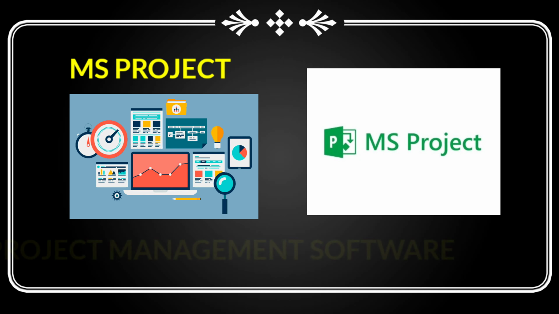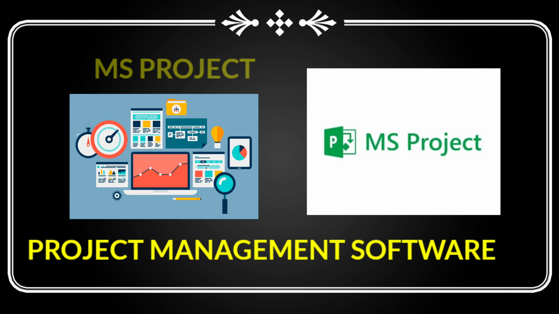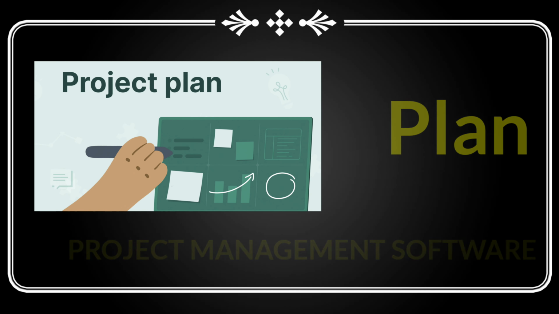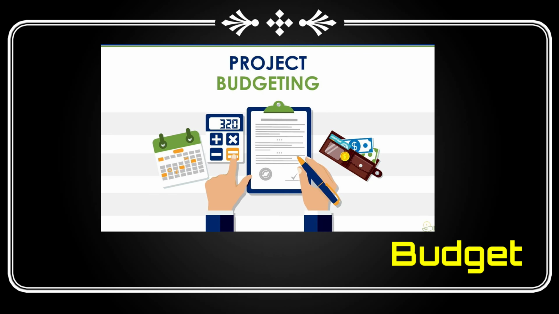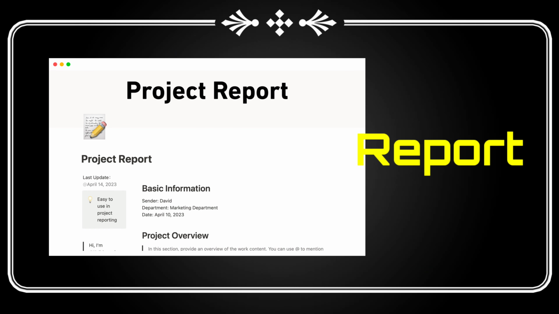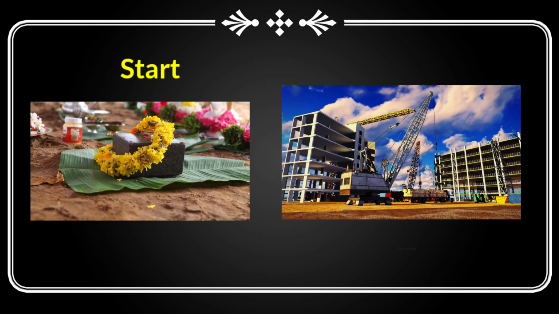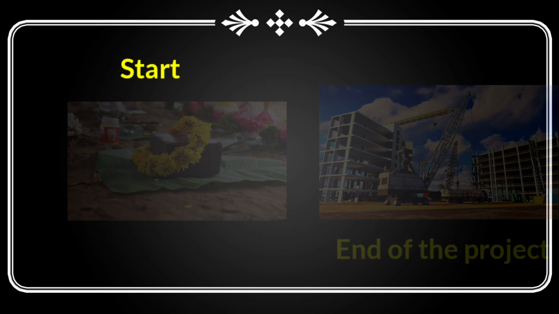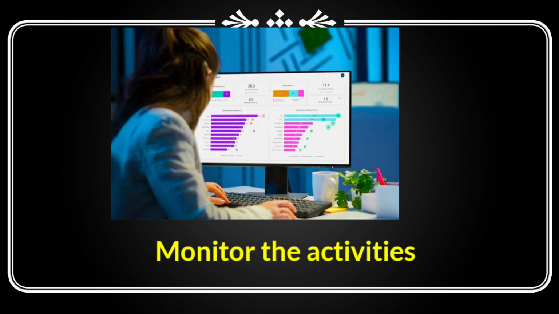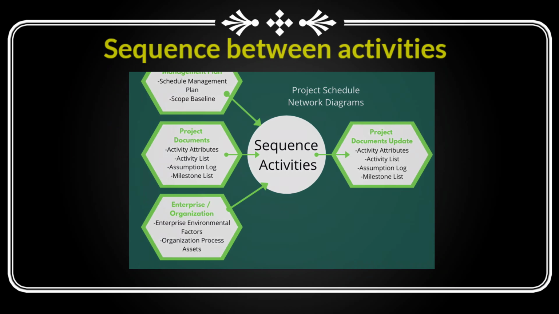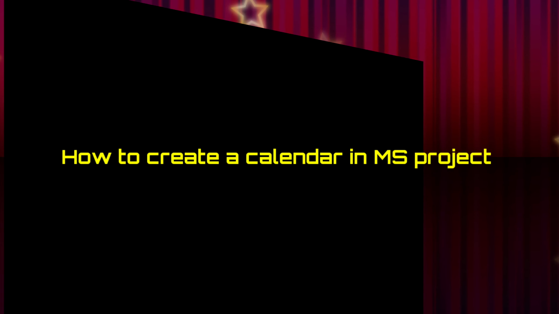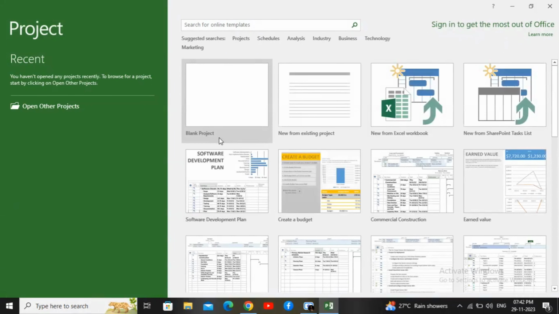Microsoft Project is project management software where we can plan, schedule, budget, track progress, and even take reports of any project. From the start of the project to the end, we can monitor all the activities and take the relations and sequence between the activities. In this video, we will see how to create a calendar using MS Project.